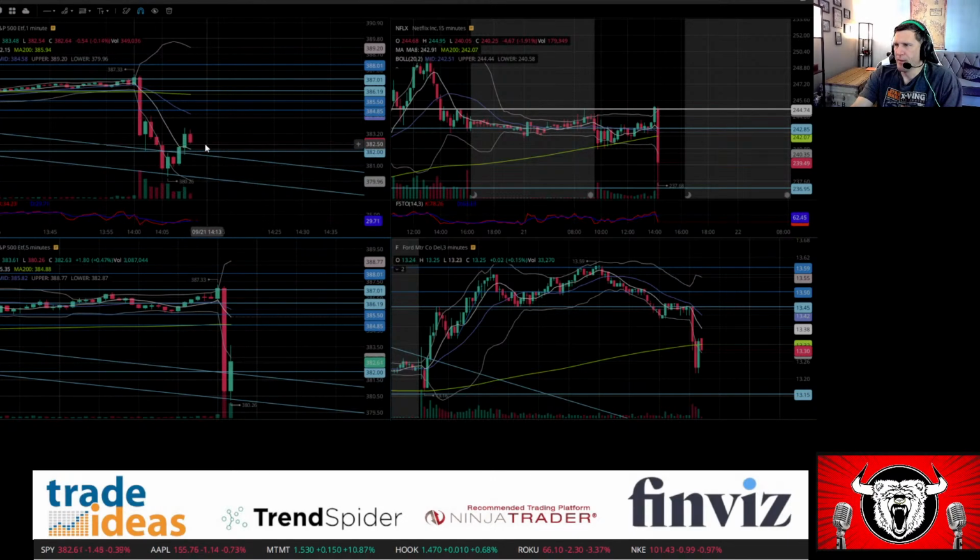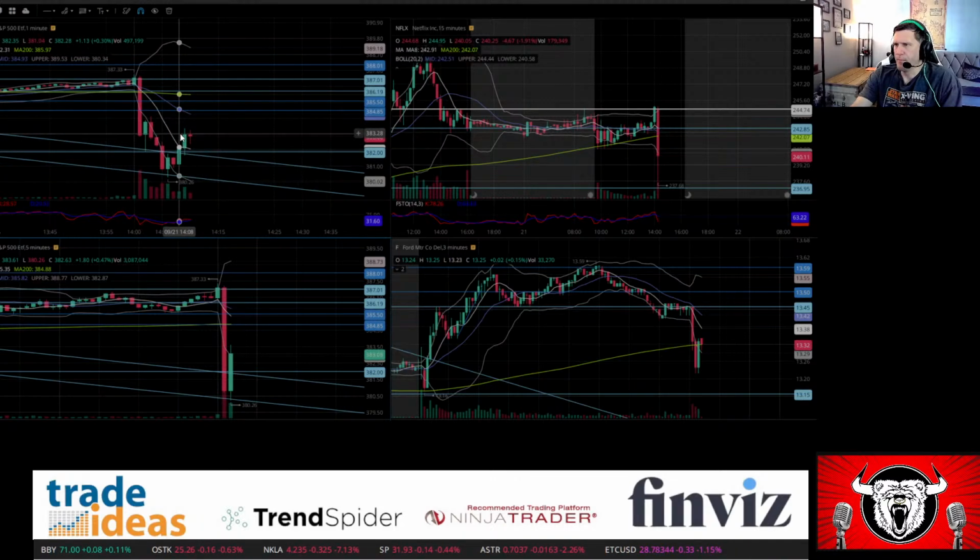Here we go. Print us a tweezer here. Hey, the top of that wick right there on that 1 minute candle comes right to our 50%. I think it breaks over here one more time.